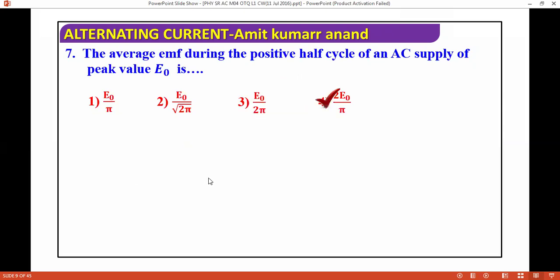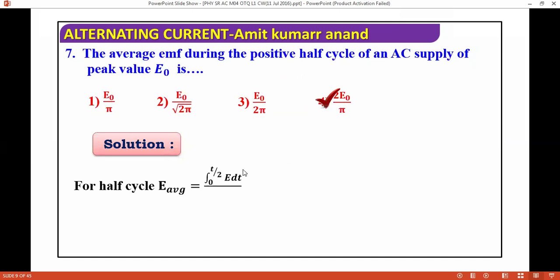This question has appeared many times, so you should know all these very easily. And you should also know the derivation, if you are approaching JEE Advanced. If you want to score a good score in JEE Mains and JEE Advanced as well, you should definitely go through the derivation. Don't go only for concepts and applications. You should know the actual derivation. Then only you can do the questions carefully and successfully. So the answer becomes 2 E naught by pi.